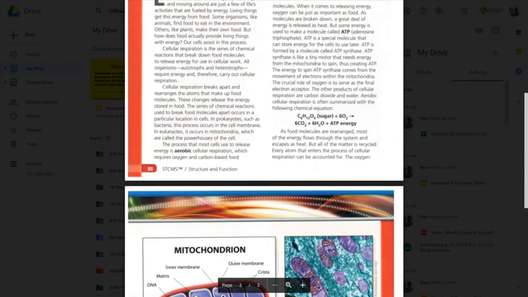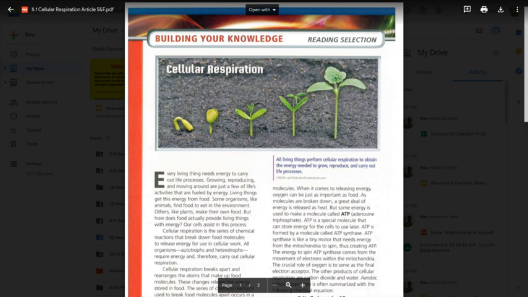So once again, this was the article Cellular Respiration from the unit Structure and Function.